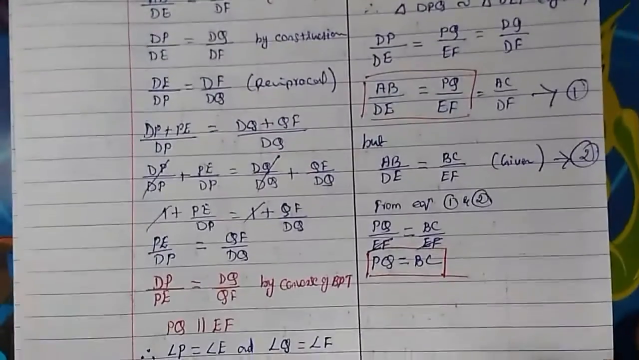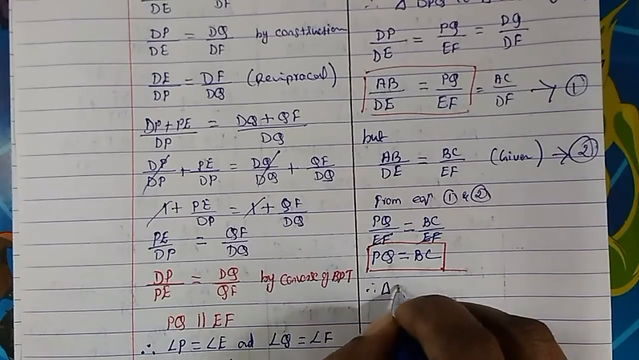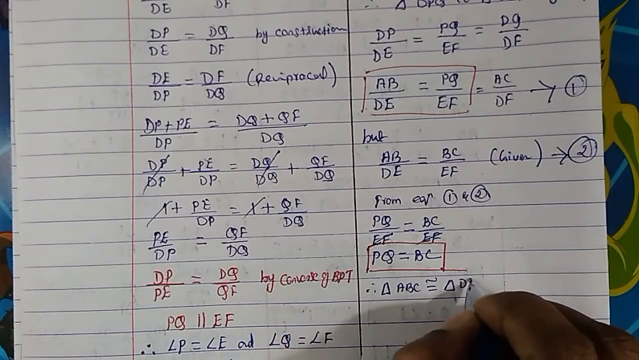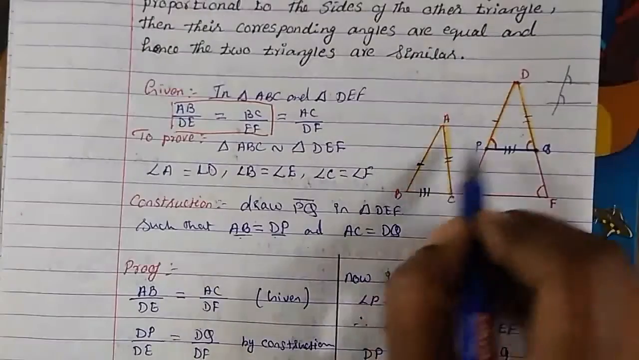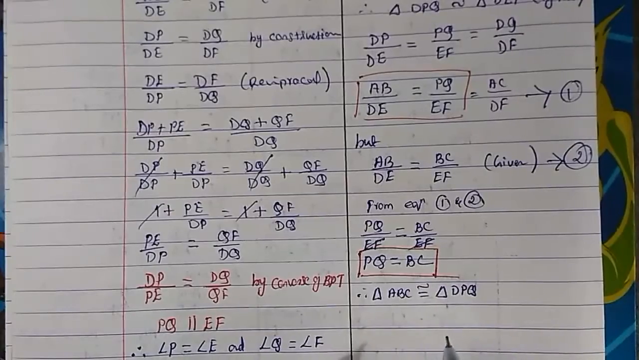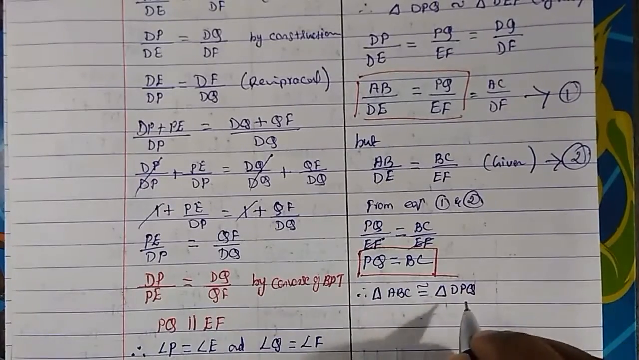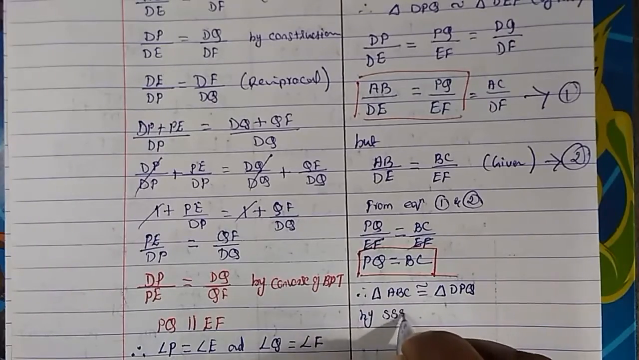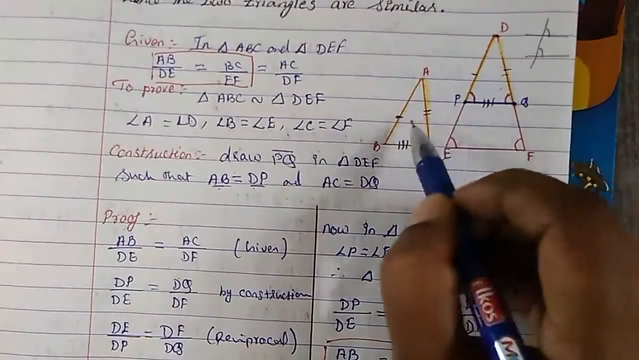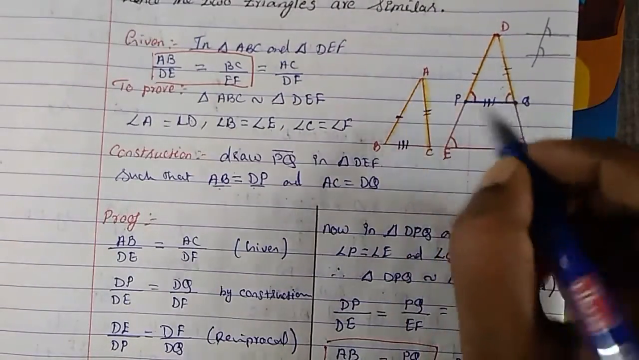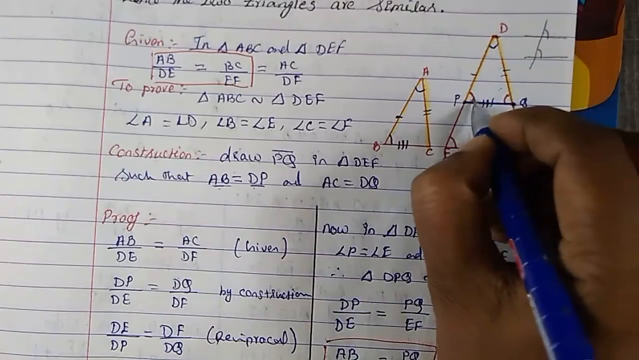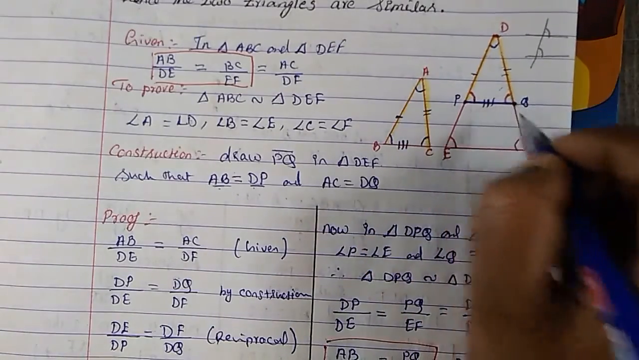So can we write down: therefore, triangle ABC is congruent to triangle DPQ. These two triangles become same to same. Congruent means all sides are equal, all angles are equal. So this becomes congruent by side criteria. Both the triangles are congruent, which means angle A will be equal to angle D, angle B will be equal to angle P, angle C will be equal to angle Q.